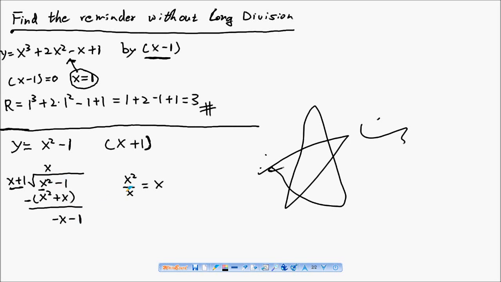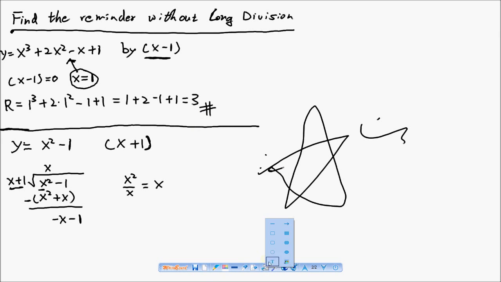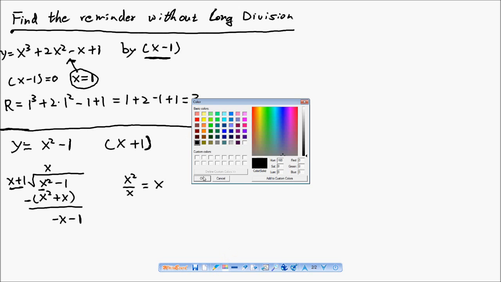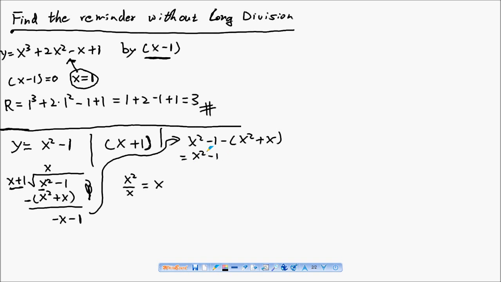Let me show you how I got this. It's the top function minus the bottom function. So let me write this down here. We have x square minus 1 minus the bracket x square plus x, and we have to get rid of the bracket, where this is year 10 stuff.